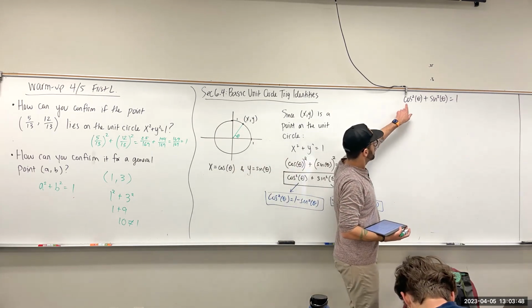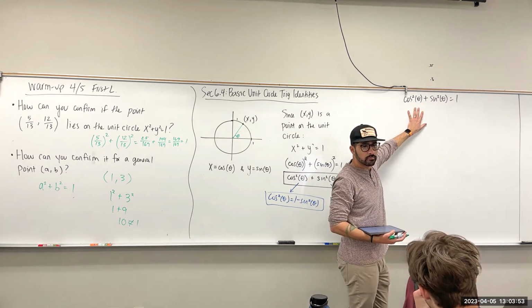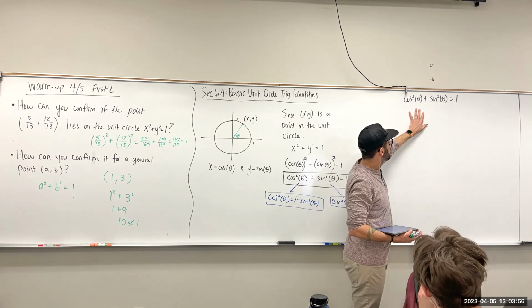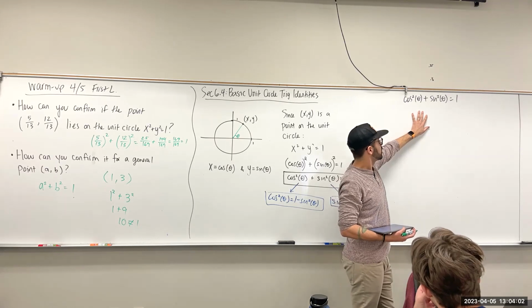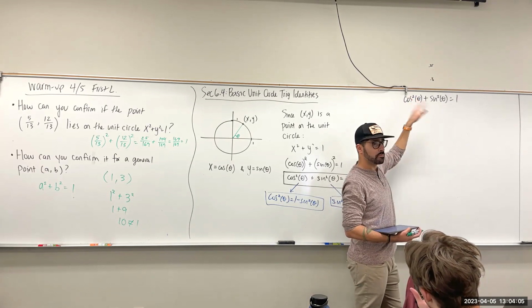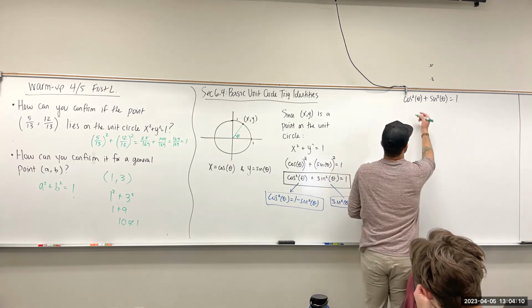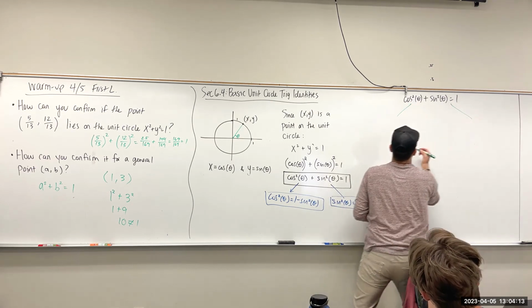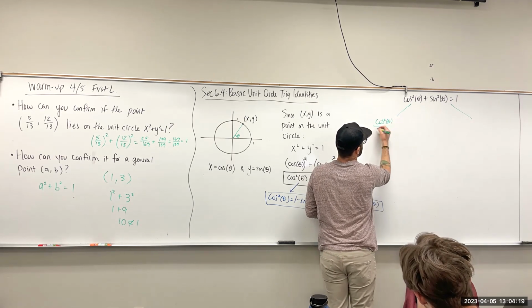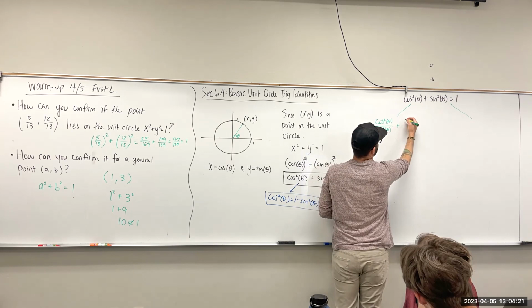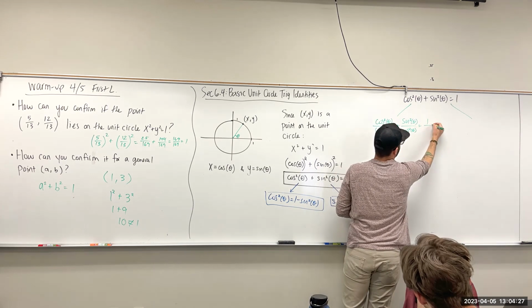So, for example, if I want to bring secant into the picture, what's secant the reciprocal of? Cosine. So what I can do is take this equation and manipulate it by dividing everything by cosine squared. Let's see what happens. So if I divide this guy by cosine squared, and then I divide the sine squared by cosine squared, and I divide the 1 by cosine squared.